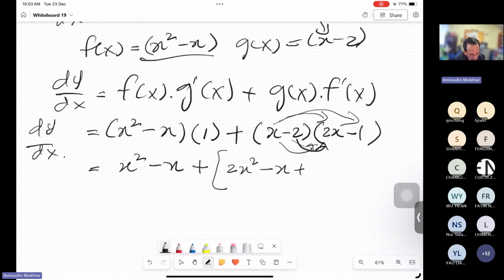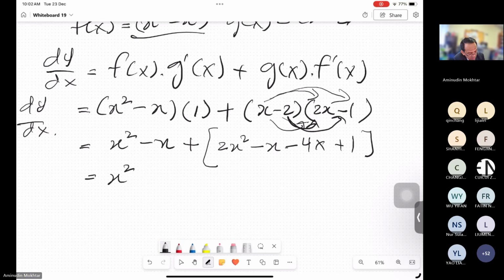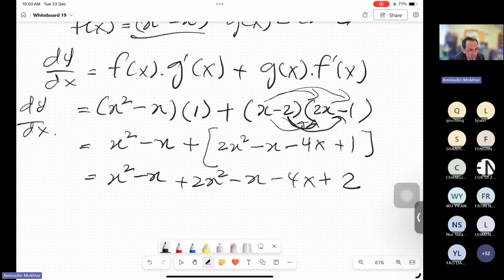Negative 2 times 2x is negative 4x, and then the last one, negative 2 times negative 1, is positive 2. So this is equal to x squared minus x plus 2x plus x minus 4x plus 2. Okay, this is plus 2.